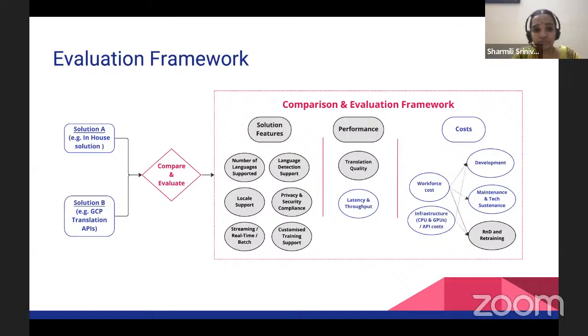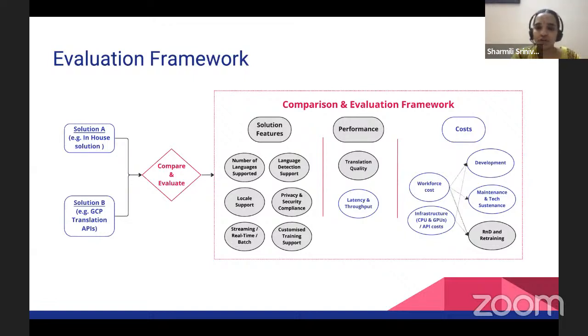Whether it supports all three types of serving: streaming, real time, and batch. Besides this, the next vertical, which was very important to us, is performance. We wanted to compare the translation quality between the vendors, or between the vendor and the in-house solution. We also wanted to check the latency and throughput, whether our latency and throughput SLAs are met. And the third main vertical is cost.